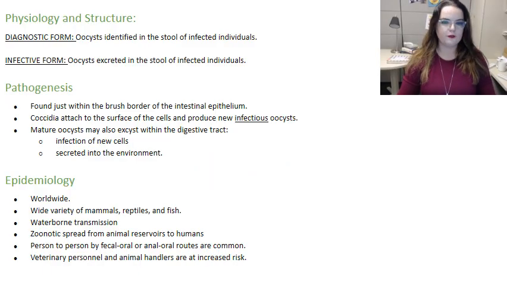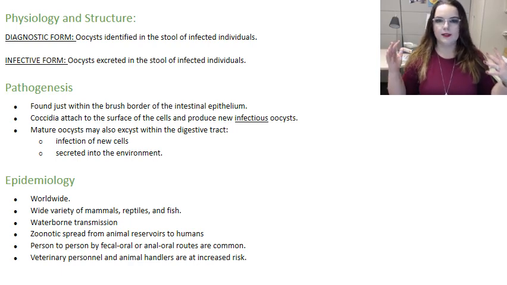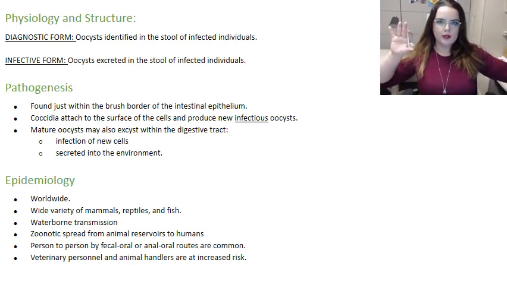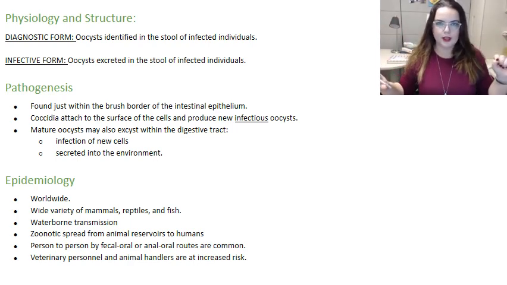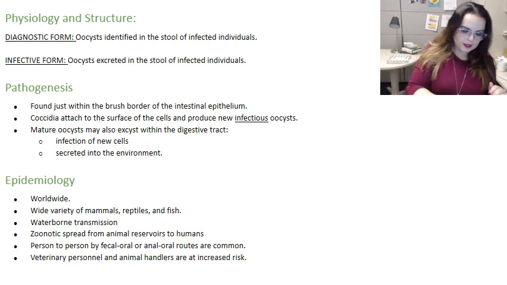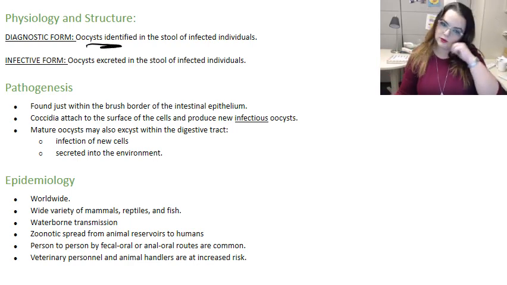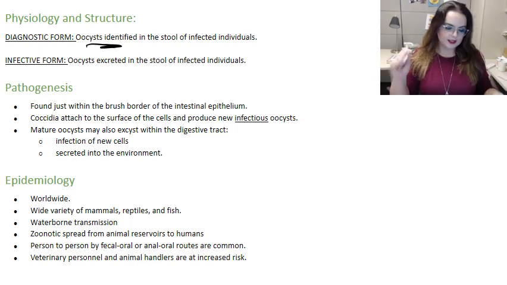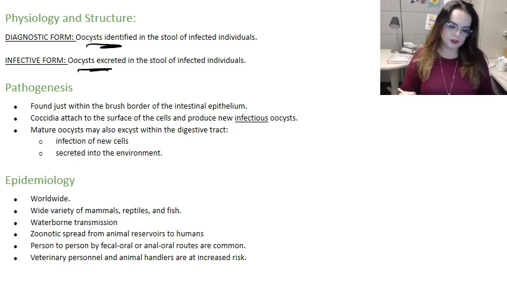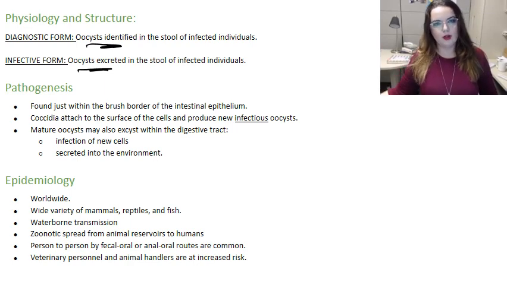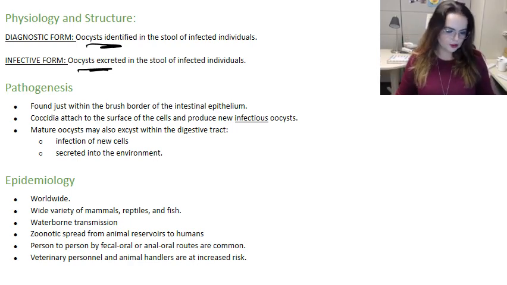All right, let's talk forms. Once again, this one's a sporozoan. So we have the two cycles, right? We have the asexual schizogony and we have the sexual gametogenesis, okay? So our diagnostic form is the oocysts, and they can be identified in the stools of infected individuals. In this case, the infected form is also the oocyst. So infected individuals excrete oocysts. People who have not yet been infected eat oocysts from the stool of infected individuals. Hopefully not directly, but accidentally. And that's how you wind up with infection.